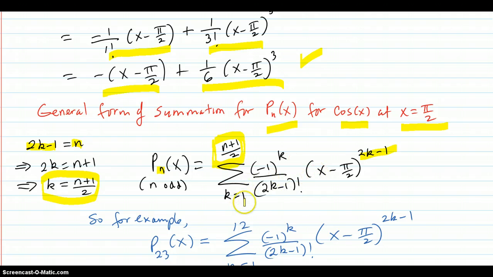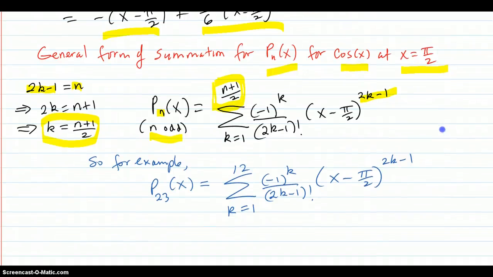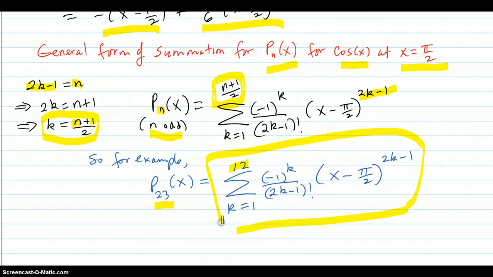And then you have the same terms as before. And this time you run the k from 1 all the way up to n plus 1 over 2. And as long as n is odd, this works out and gives you the perfect cosine Taylor polynomial at x equals pi over 2 for any power you want, any odd power. So for example, say you want to do P23. So your k is going to be 23 plus 1 over 2. So that's going to be 12. And then this would do it. If you did that, you'll get the P23.